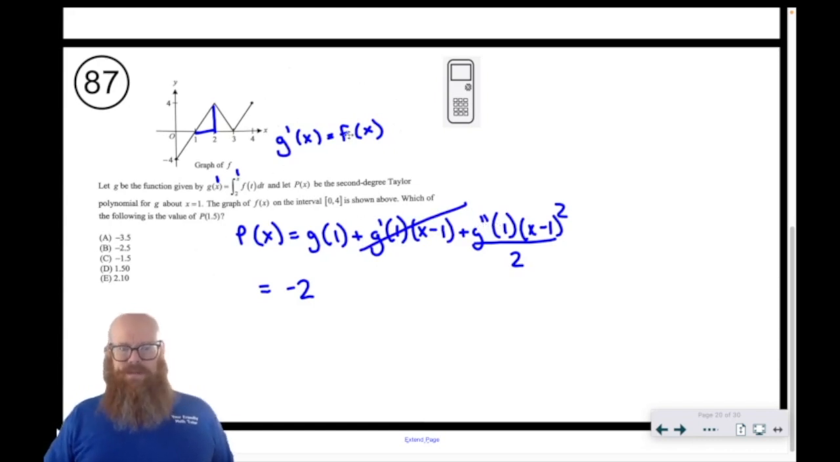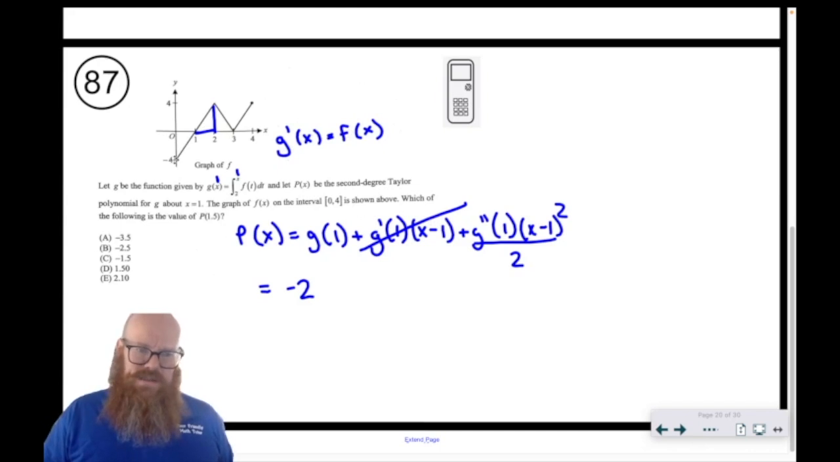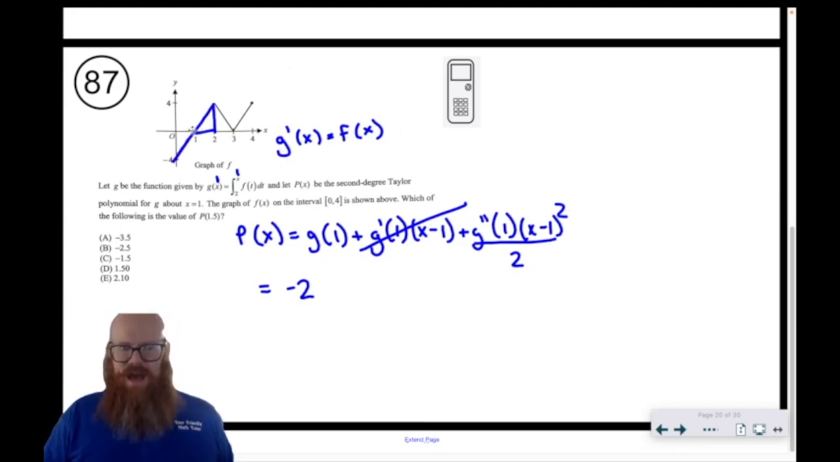Now G double prime of 1. G double prime is f prime. Well, f prime of 1 is the slope of this line. I can just look at this piece of it. I know it goes up 4 and over 1. So the slope is 4. So G double prime of 1 is 4. So I get negative 2 plus 4 over 2 is 2 times x minus 1 squared.